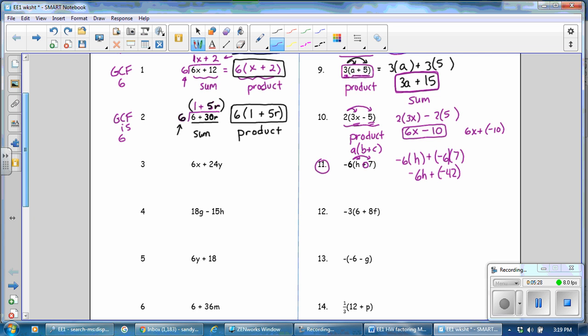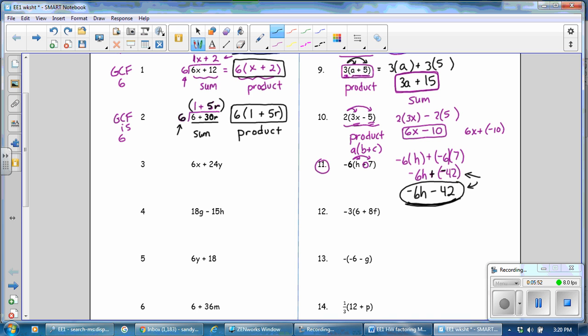You can rewrite adding the opposite or adding a negative as subtraction. So we'll go ahead and revert back to simple subtraction. So the answer is -6h minus 42. Either one of these is actually okay. This one is just in simplest form.